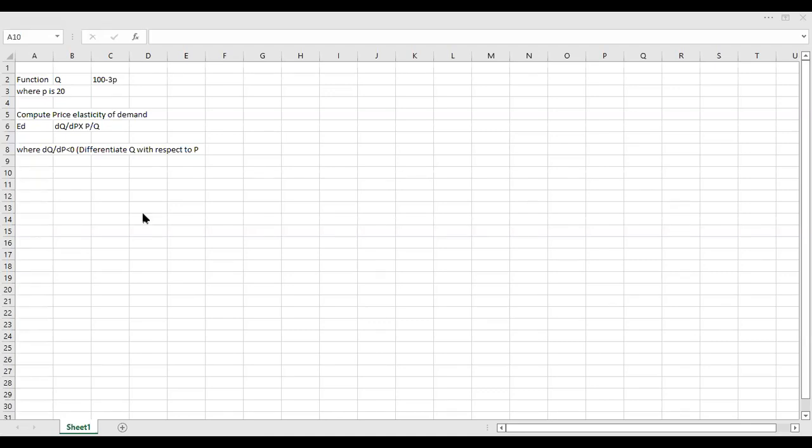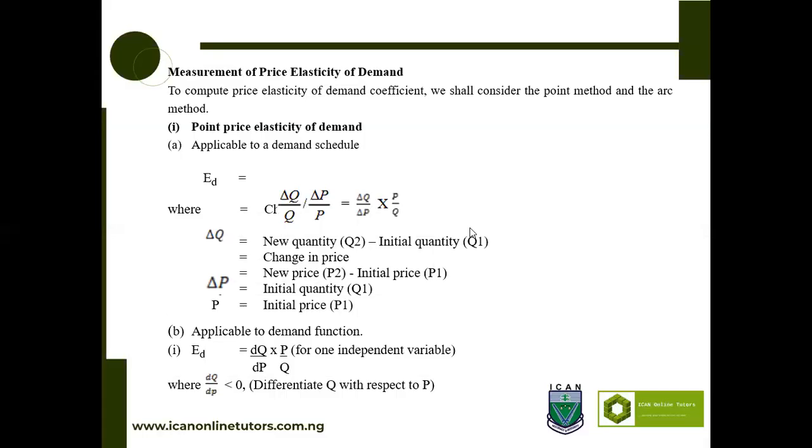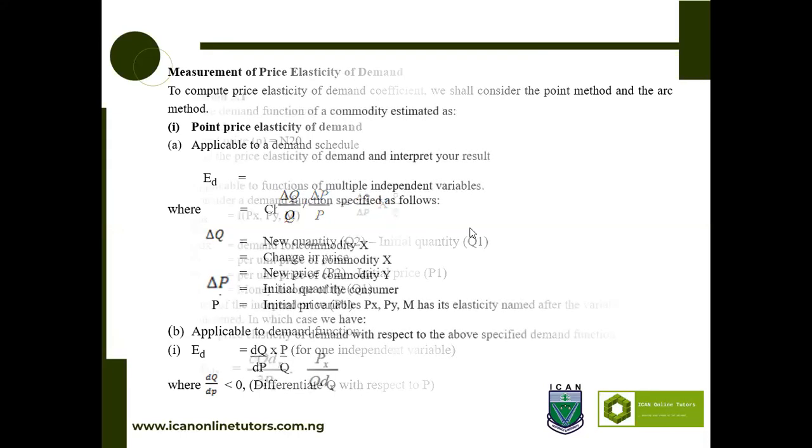All right, when the demand dq over dp is less than 0, we differentiate q with respect to p. From the given function, we can see that the quantity is equal to 100 minus 3p. So in this situation, minus 3 is less than 0. We differentiate with respect to p using the formula here. So this will now be dq over dp.